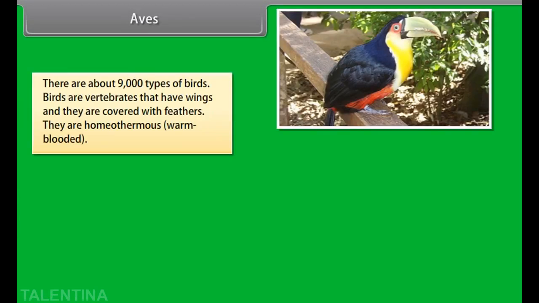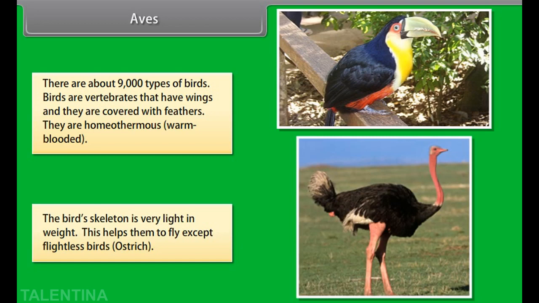Aves. There are about 9,000 types of birds. Birds are vertebrates that have wings and they are covered with feathers. They are homeothermous or warm-blooded. The bird's skeleton is very light in weight. This helps them to fly, except flightless birds. Example, ostrich.